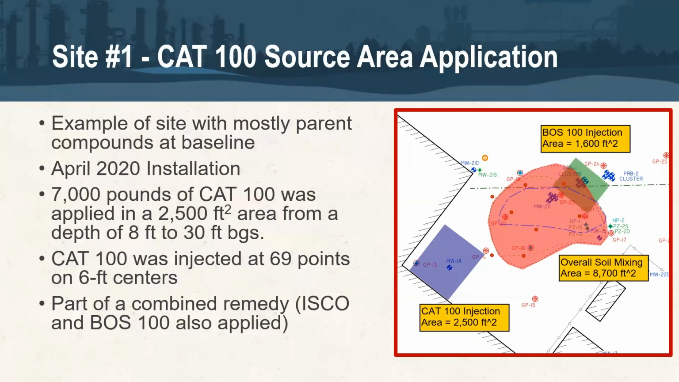So the first site that we'll talk about was part of a phased CAT 100. You'll see there in that bluish, purplish square where you see MW18. It was part of a combined remedy where there was a large ISCO soil mixing. That's the red area that was permanganate, sodium permanganate. And there was a PRB installed downgradient with BOS 100. You see that in green. The CAT 100 work was done a little more than 3 years ago. And you can see the specs there, about 7,000 pounds, 70 injection points with an injection zone of 8 to 30 feet BGS.